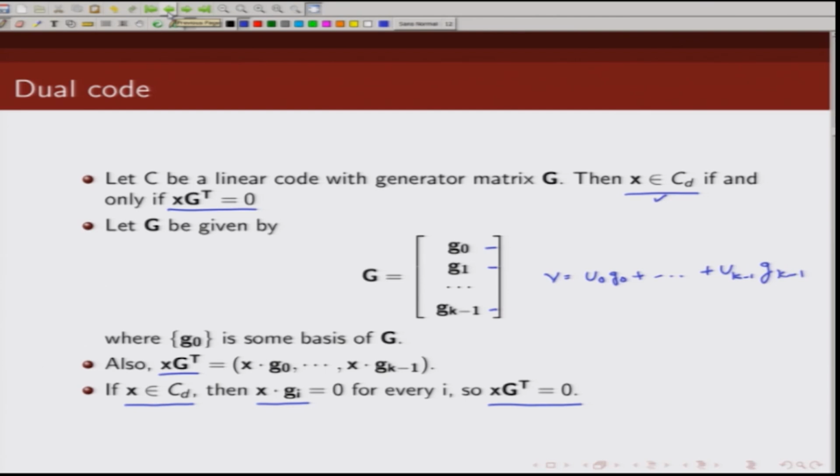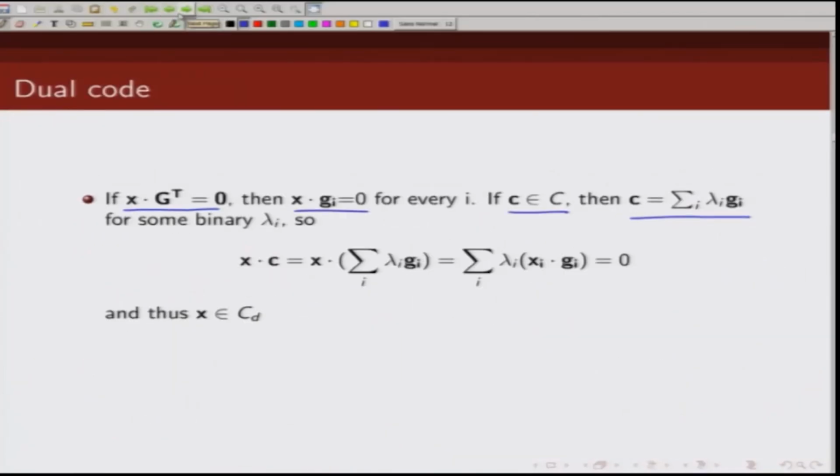We have to show that a code word which belongs to the original linear block code C and the set of code words which belong to the dual code are orthogonal to each other, or in other words their dot product is 0. So, let us take a dot product. This is X, which we want to show belongs to the dual code, and c is a code word in the original code C. So, what is X dot c? X dot c can be written as X dot summation lambda i gi. This I can write as summation over i lambda i, X dot gi.